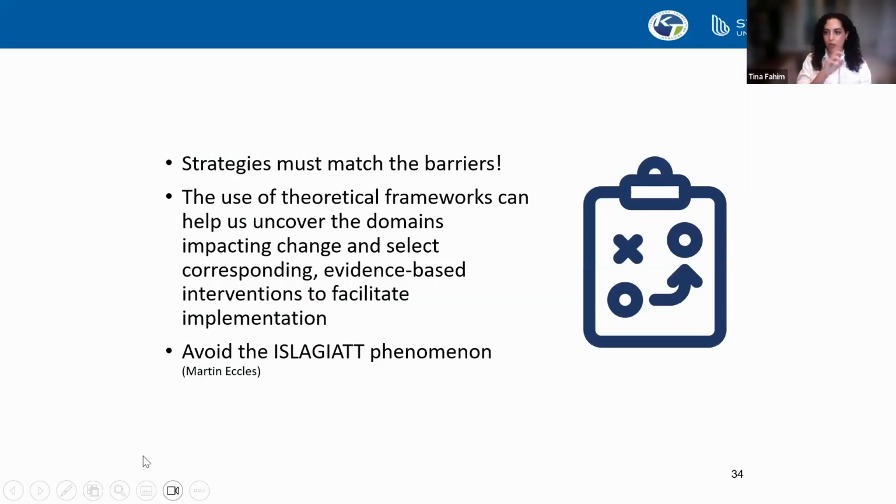And so, just to summarize the key points here, the most important thing is that our implementation strategies must match the barriers. And we could use implementation science frameworks to help us think through all of those whys and then to pick strategies that will correspond to those barriers and facilitators. And what we want to avoid is the Islagiat phenomenon, or what's coined by Martin Eccles as "it seemed like a good idea at the time," right?